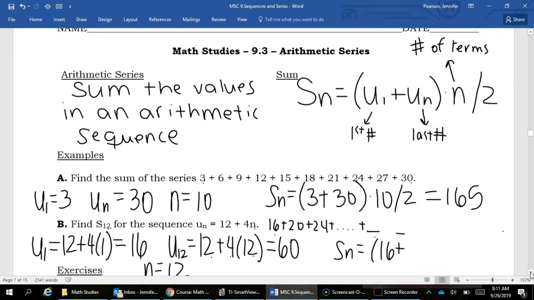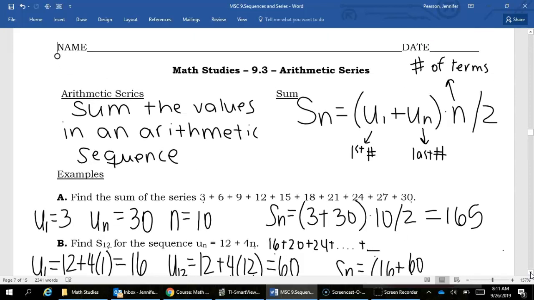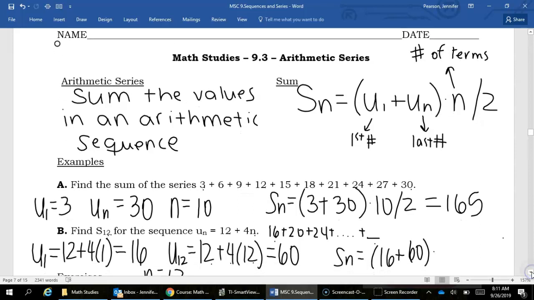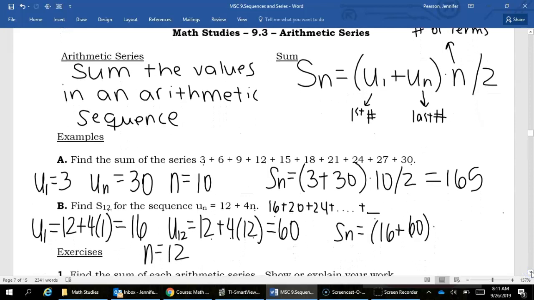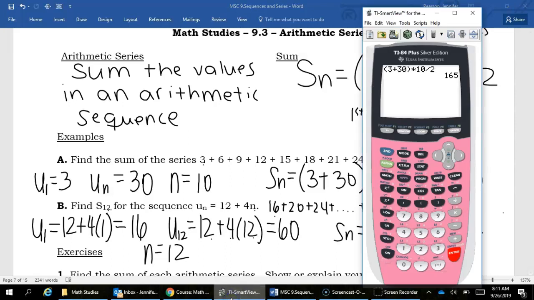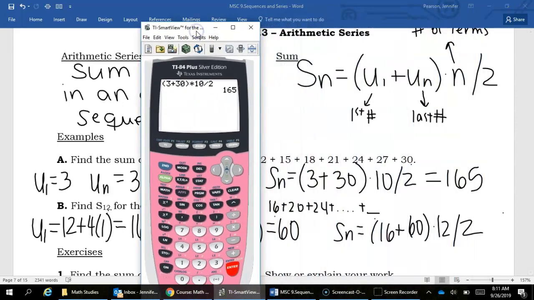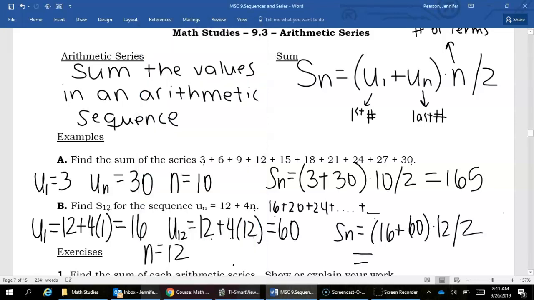16 plus 60 times 12 numbers divided by 2. And I'm going to go right to the calculator. We can go in parentheses 16 plus 60. If you don't have parentheses, you could hit enter at this point. Times 12 divided by 2, 456.